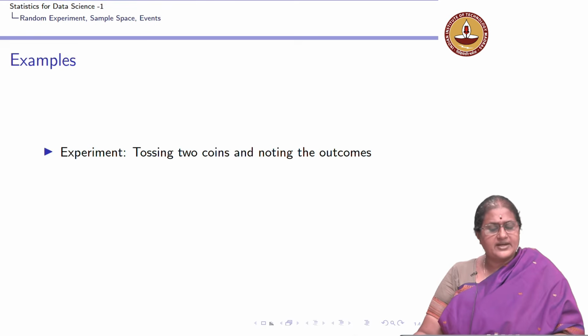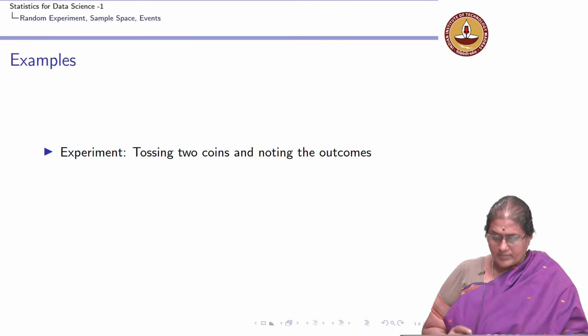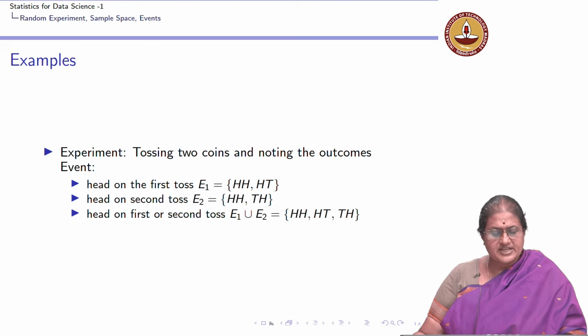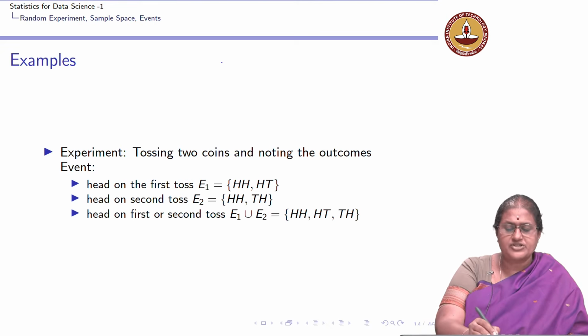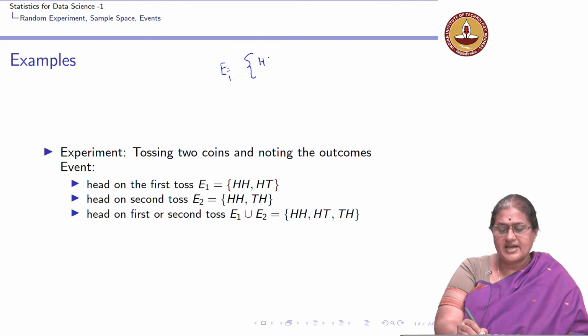Now, let us look at an example of tossing two coins and noting the outcome. Let me define my first event as head on the first toss. I know if it is a head on the first toss, E1 is {HH, HT}.